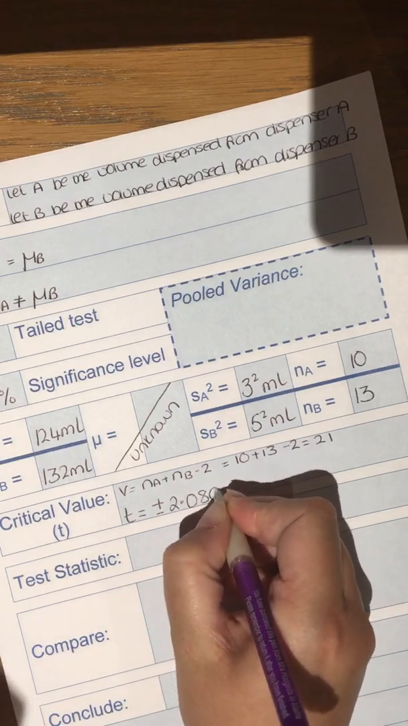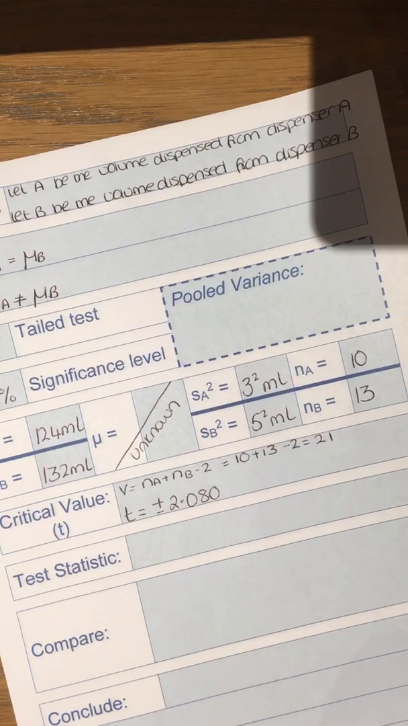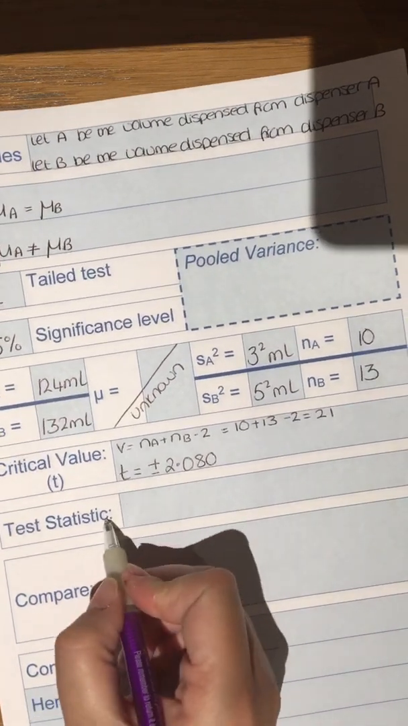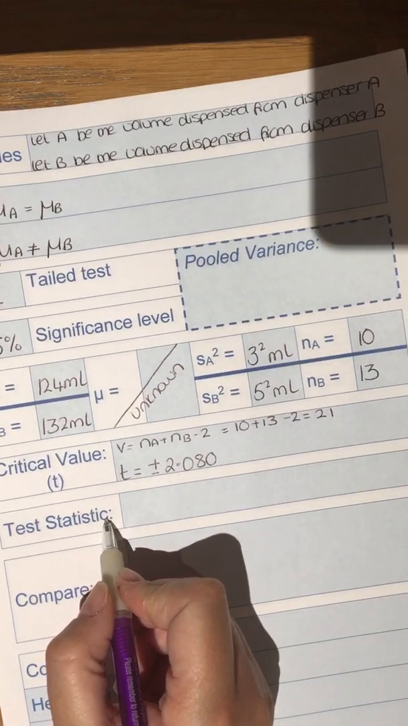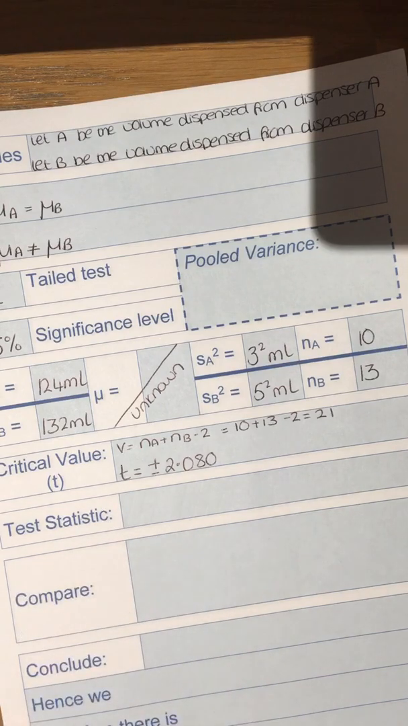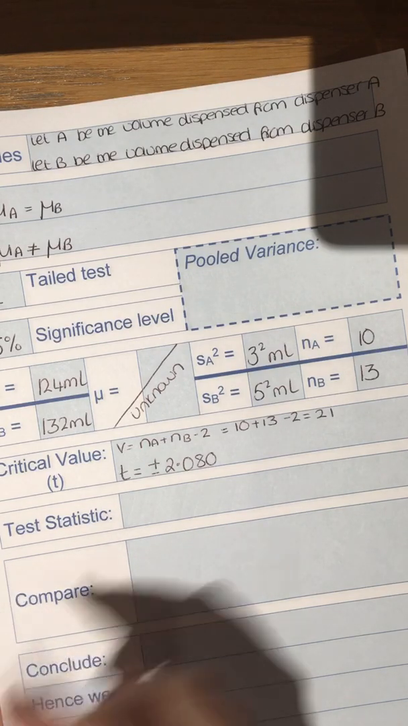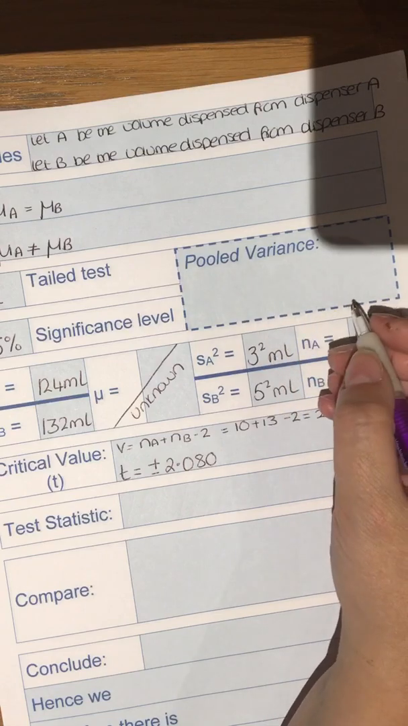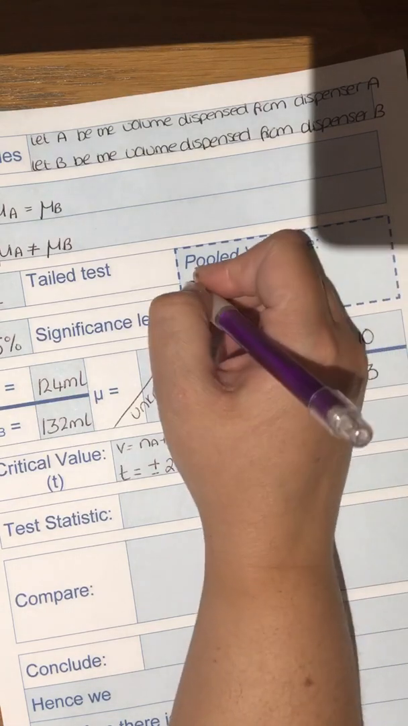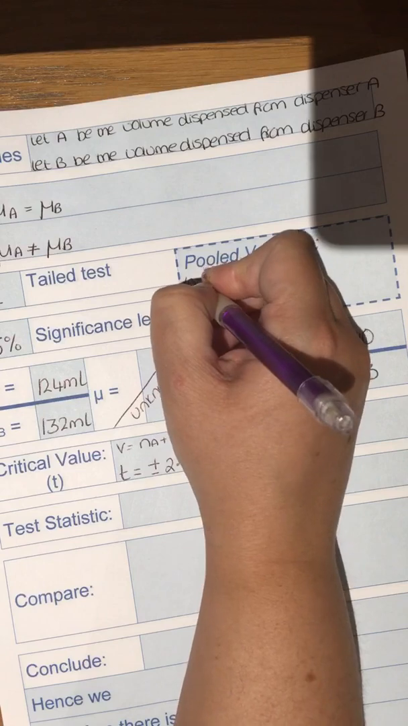2.080. And that's my critical value. Now my test statistic I can't work out without a pooled variance, and rather than messing up the blue boxes, I want to try and keep them as similar as possible. I've added a little pooled variance up here. We've obviously been doing this over the last few lessons.